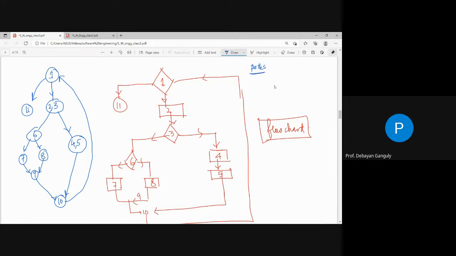The path from 1 to 11 may be path 1. Path 2 is 1, 2, then 3, 4, 5, then 10, then 1, then 11. I am coming from 1 to 11. In these paths we introduce different nodes, so that is why it can be treated as an independent path. Say path 3 is 1, 2, 3, 6, 8, 9, 10, 1, and 11.